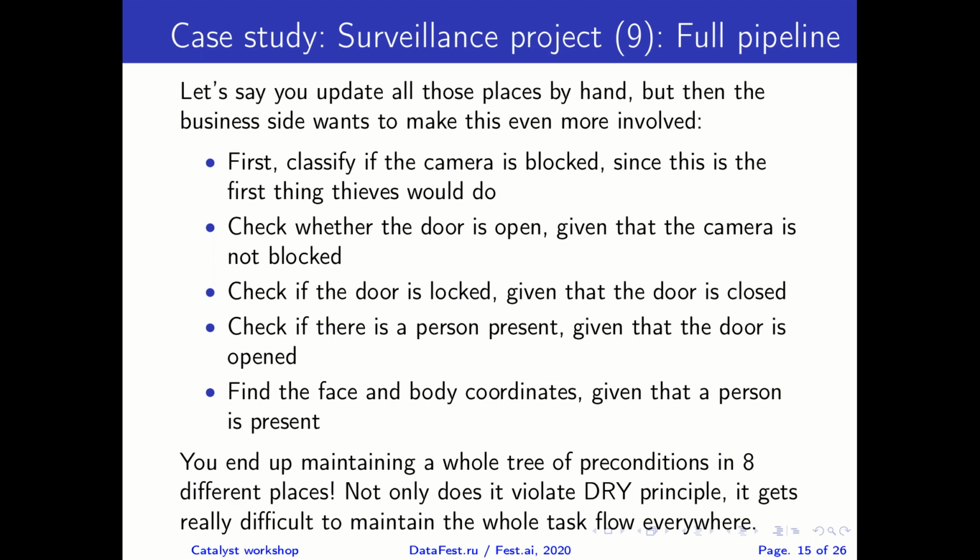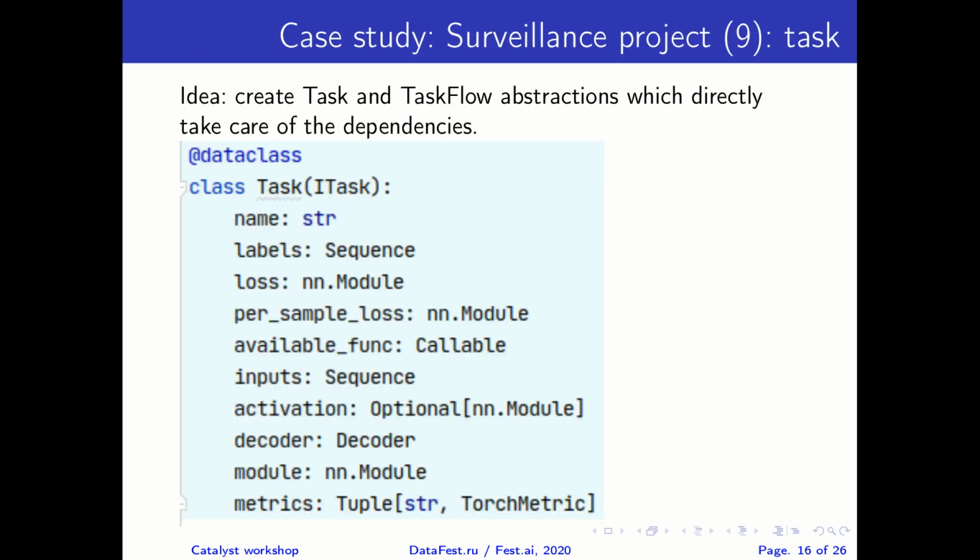And then if the door is opened, then we have to check if there is a person present, so call this binary classification branch. And then finally, if the person is present, we have to find and do this face and body linear regression tasks. And in the end you end up maintaining this whole tree of preconditions in 8 different places, and not only does it violate the DRY principle, it gets really hard to maintain if you really want to have this interpretation per task and all those different methods for evaluating and in general working on this multitask project.